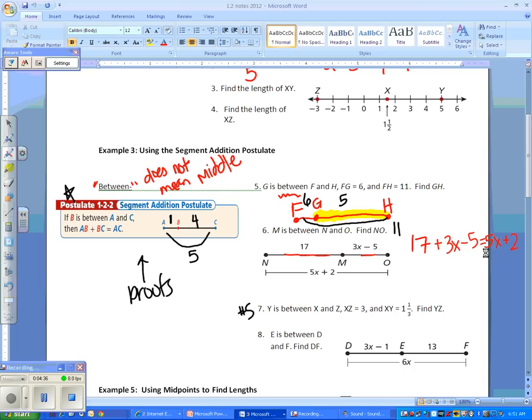And now I'm going to have to do my algebra. I want to see if you guys remember how to do your algebra. So go ahead and see if you can try to solve for x.